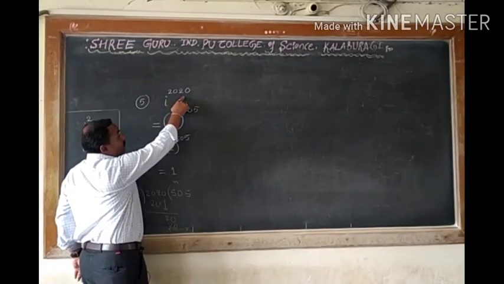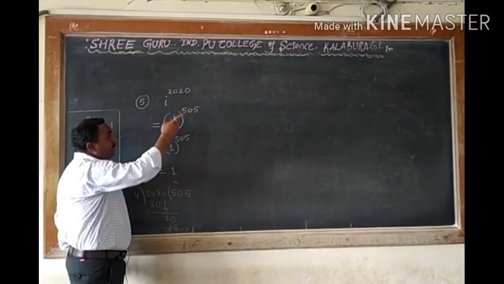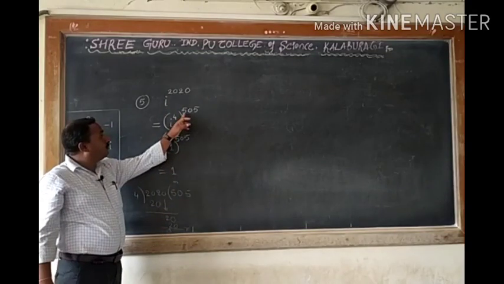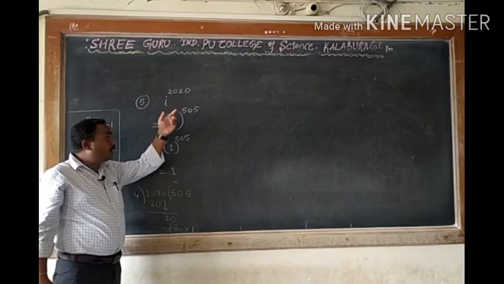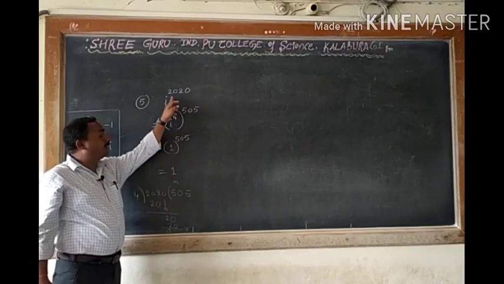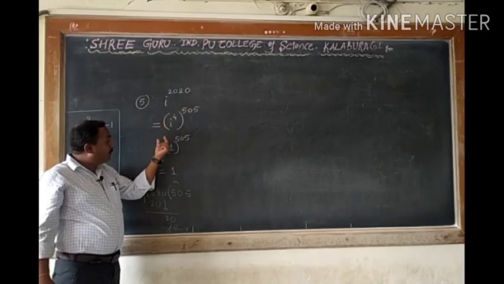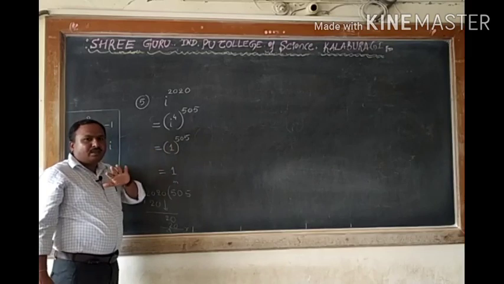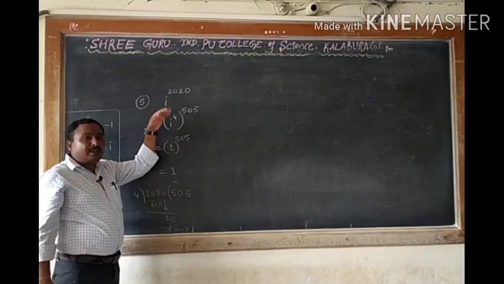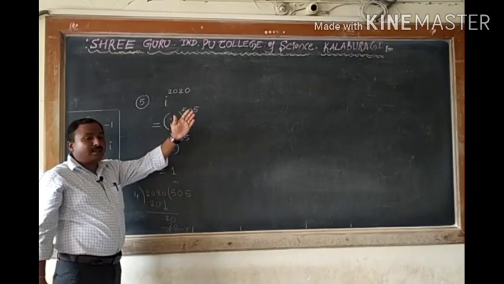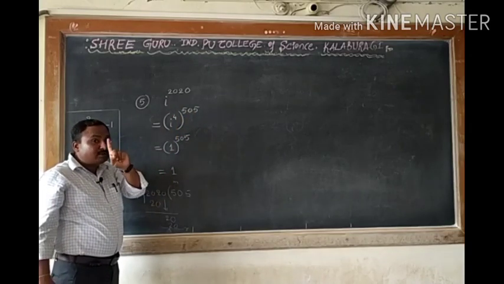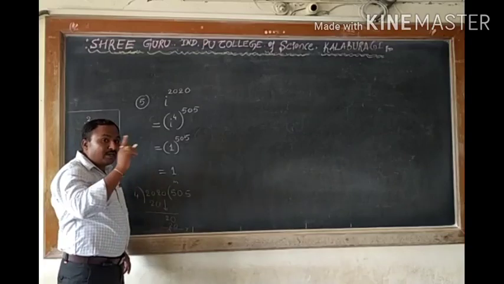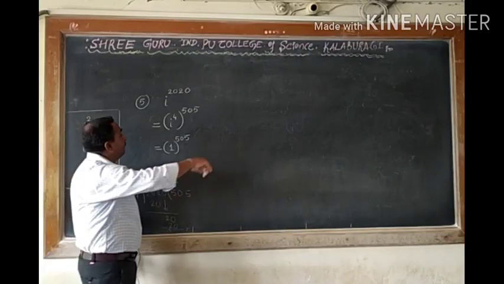I power 2020 converts to base form i power 4 whole to the power 505, a power m whole power n, 505 into 4. The value is the same, because i power 4 is 1. If you take i cube or i square or i, the result would be the same, but the biggest is i power 4, because the value is 1, and 1 to the power any number is 1. That is the simple way.